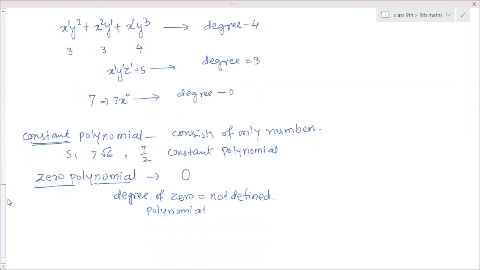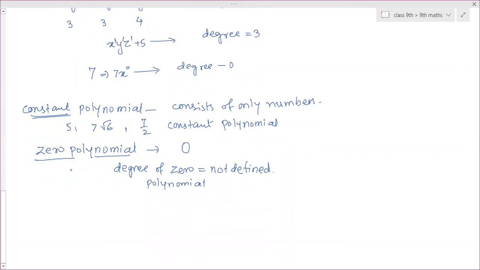So anything with 0, you can write this as 0x, 0x to the power 12, 0x to the power 13. So 0 into anything is 0 always. So these are all zero polynomials. The degree is not defined because it can be anything. It can be 0 times x to the power 1000 also. Anything is possible, we don't know. But because anything multiplied by 0 will become 0, therefore it is a zero polynomial.